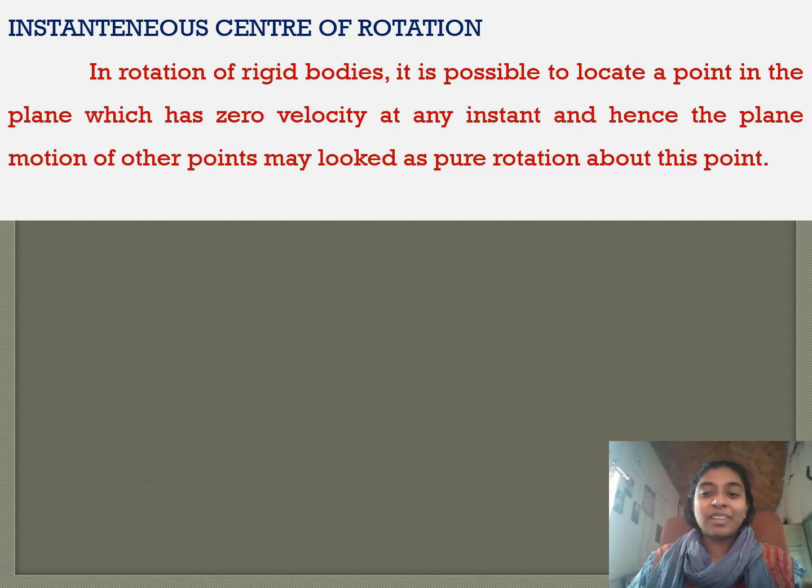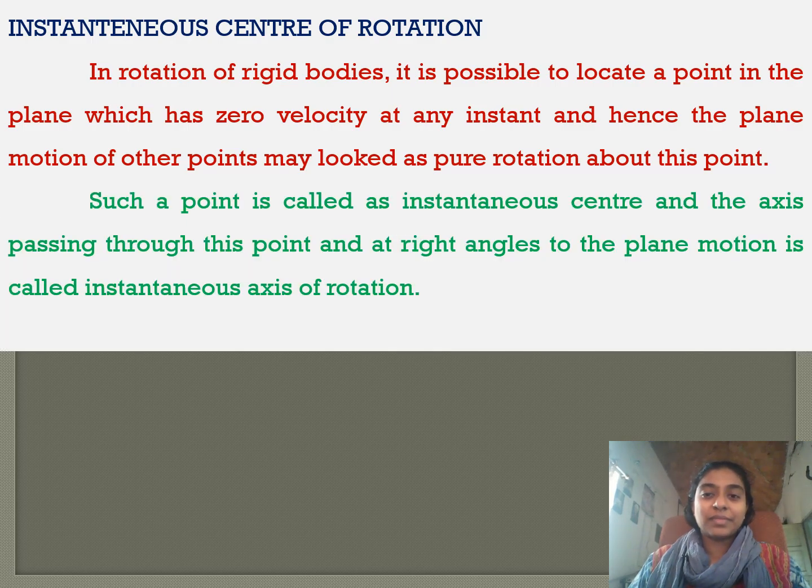Okay, we will see what the characteristics of instantaneous center of rotation are. Before that, such a point is called the instantaneous center. The point which has zero velocity is called the instantaneous center, and the axis passing through this point and at right angles to the plane of motion is called the instantaneous axis of rotation.